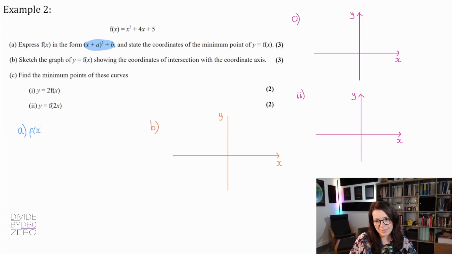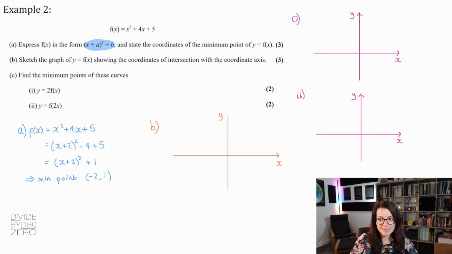We have f of x equals x squared plus 4x plus 5. We complete the square, x plus 2 squared, and then I say minus 4 plus 5. So I'm using the shortcut method for completing the square, but you can do it however you wish. Then tidying that up, we get this. Remember, we can read turning points off of completed square form. So in this case, the minimum point is going to be minus 2, 1.